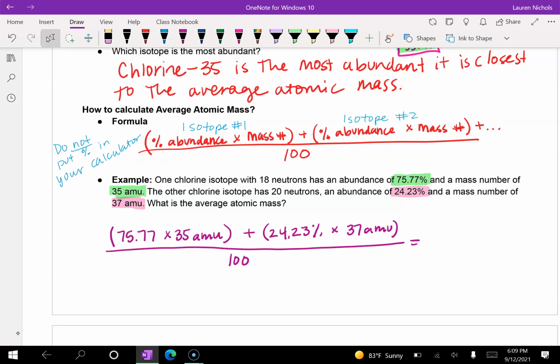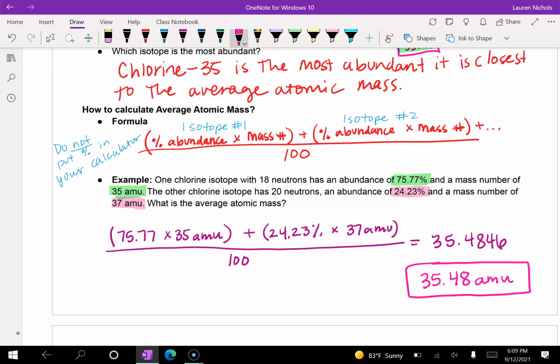When you put it in your calculator, you should get an answer of 35.4846. But we should be rounding it to have two numbers after the decimal. So the answer would be 35.48 atomic mass units, which you notice is very close to what is actually on the periodic table. Their percentages and mass numbers might be a little more precise than the ones we used in this problem.